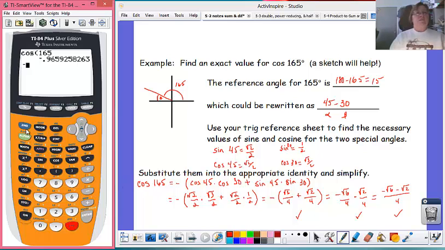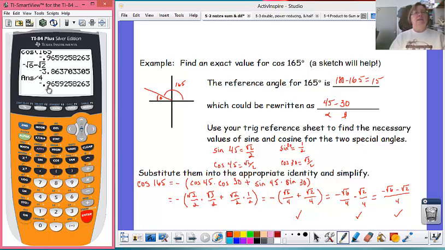The negative square root of 6 minus the square root of 2, and then we need all of that divided, so I'm going to hit enter here, all of that divided by 4. And look at that, negative 0.9659. That identity gave us the exact value of a cosine of an angle that we could not have figured any other way, and that's kind of cool.